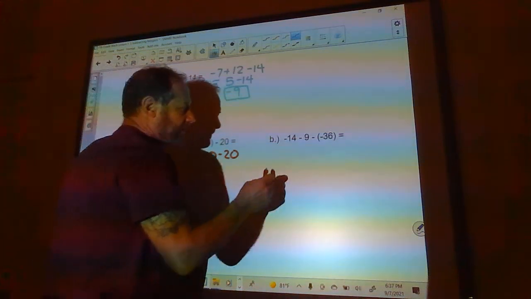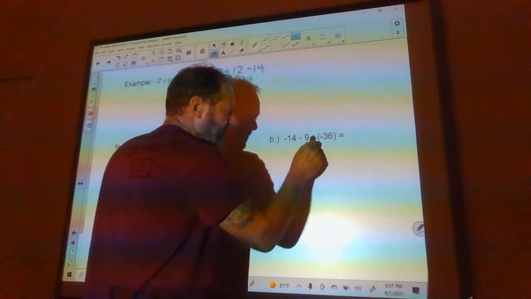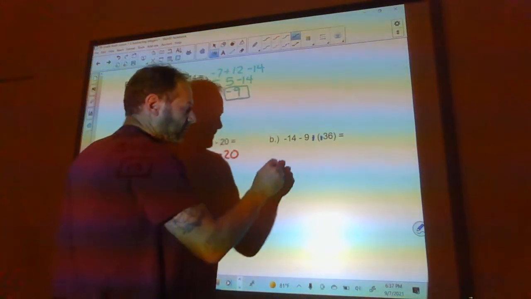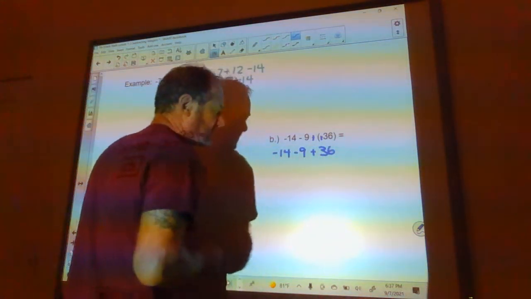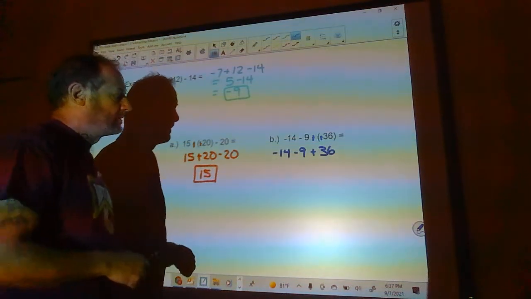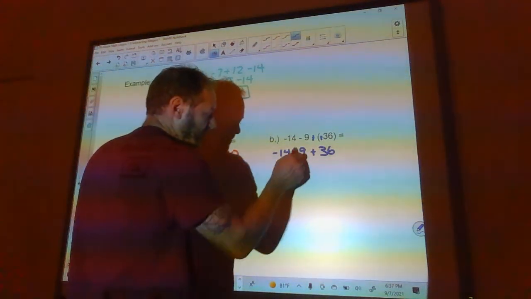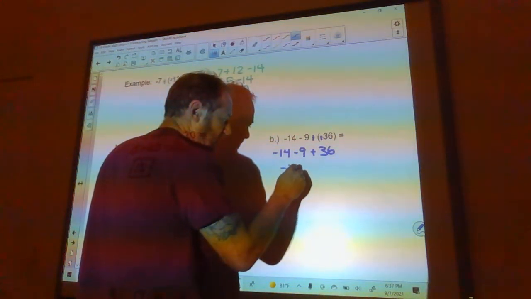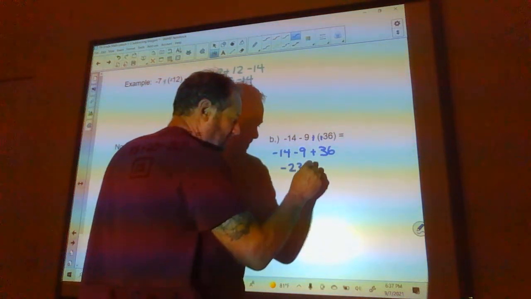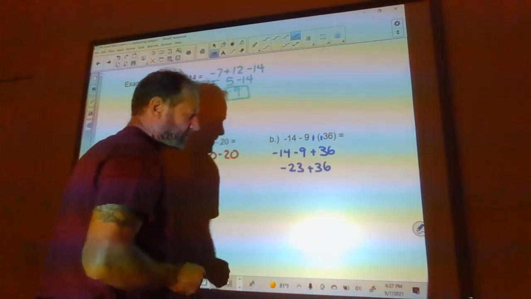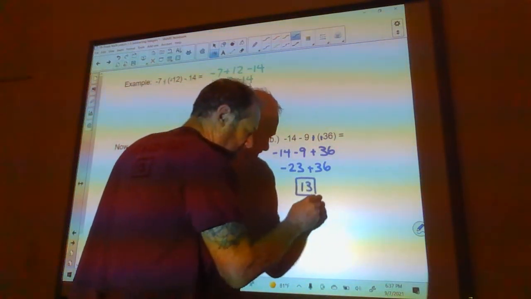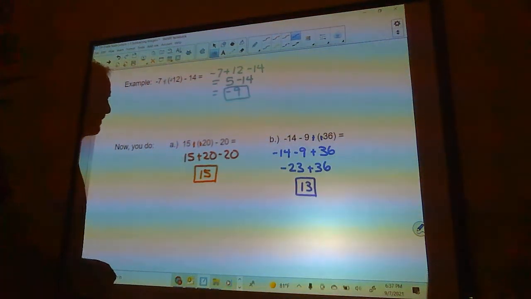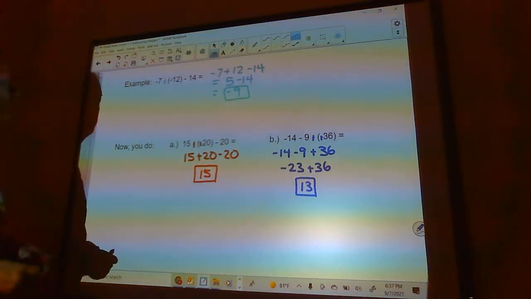Okay, here I've got a lot of minus signs. These two will cancel each other out. So this is negative 14 minus 9 plus 36. Negative 14 minus 9, I'm going to do that first. That's negative 23 plus 36, and that's going to be 13. Okay, so hopefully you got both those right.